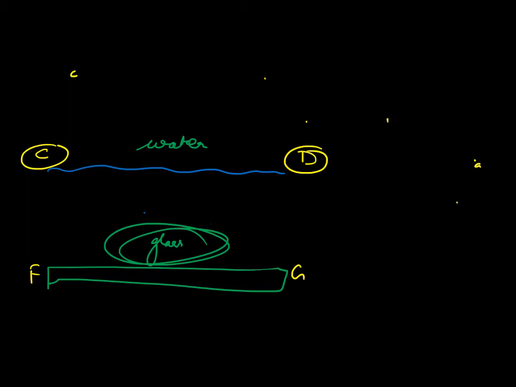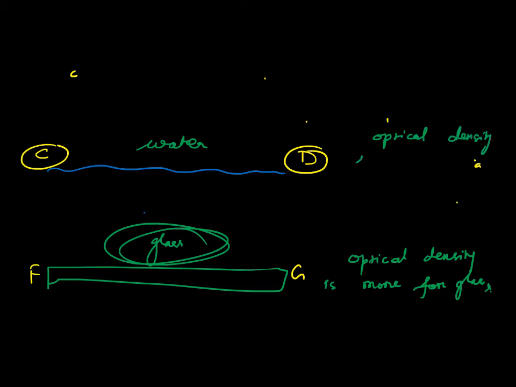The same thing applies for light as well. Light gets more resistance from the side of glass as it has to travel through it, and the speed reduces further. So optical density is more for glass, and optical density is less for water.